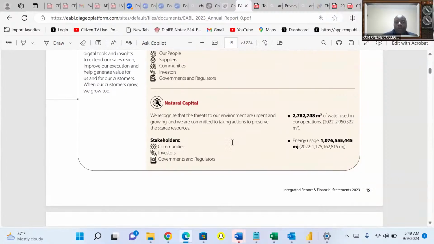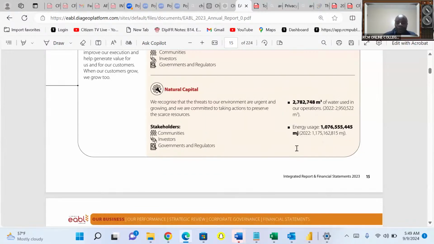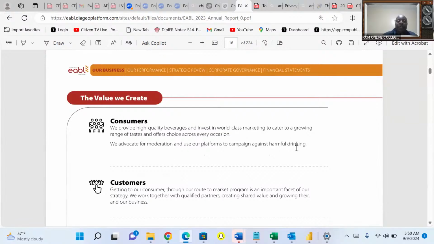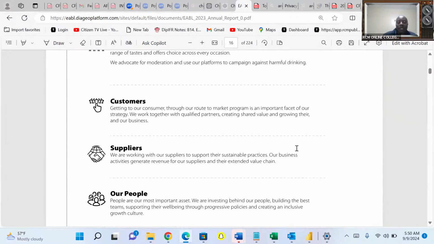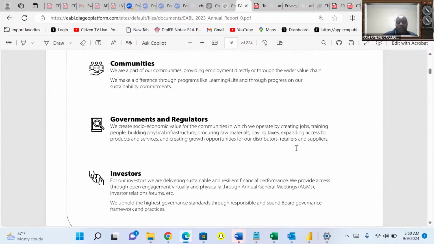Natural capital, we recognize that the threats to our environment are urgent and growing, and we are committed to taking actions to preserve the scarce resources. So you can see 2.7 million of water used in our operations. In 2022, they used more. So here they saved. Energy usage, you can see here they used 1.07. And you can see most of them, if you read, they are getting into renewable energy. Right? Renewable energy. The value we create to our consumers, to our customers, to our suppliers, to our people, etc.